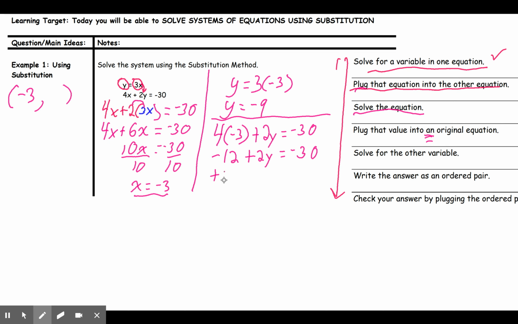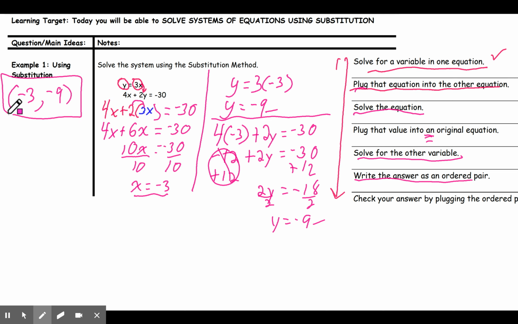We'll have to add 12 to both sides to cancel this out. Plus 12. We're left with 2y equals negative 18. Divide by 2. y equals negative 9. Notice in both cases, this one and that one, we end up with y is equal to negative 9. So there's your ordered pair. We solved for the other variable. You write these as an ordered pair, just as I've done over here on the side. That is your answer.